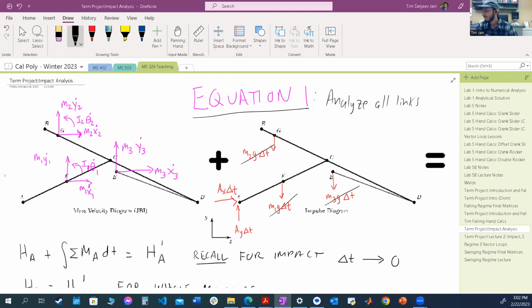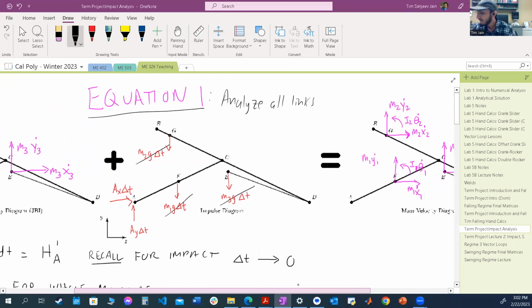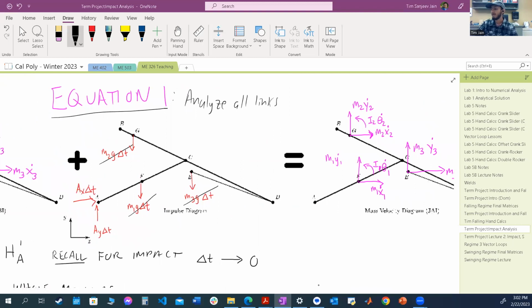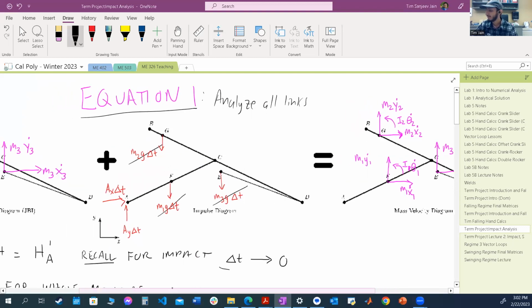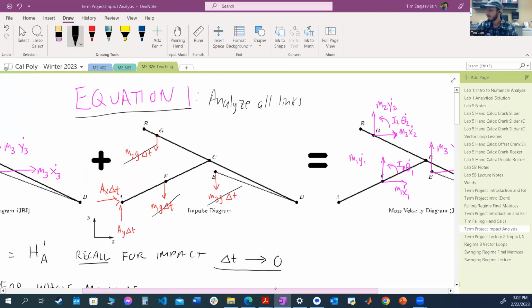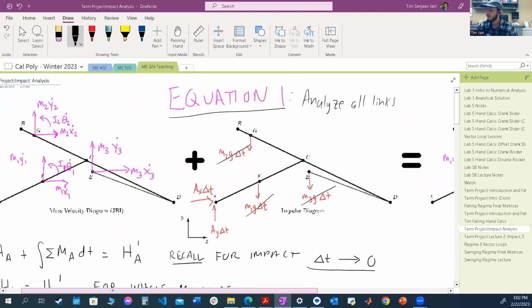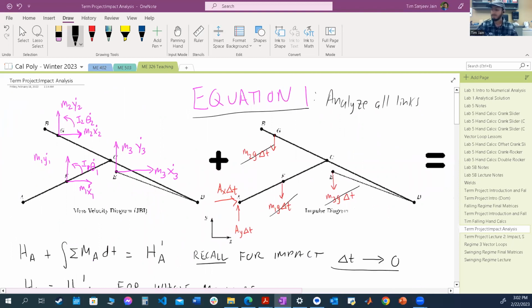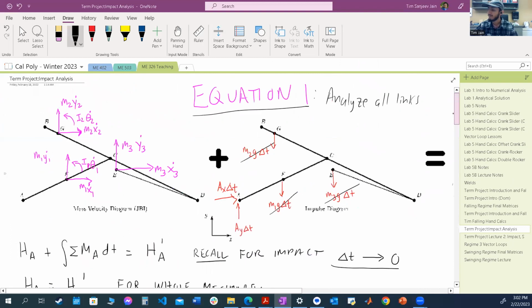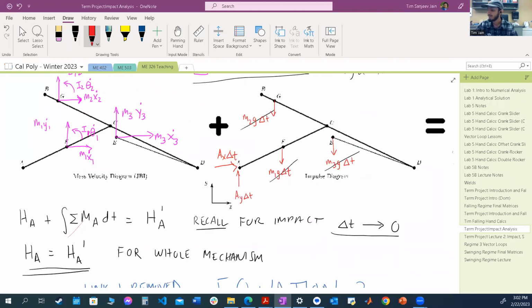And then you'll also see the resultant force of the ground force at A from impact, as well as the gravity forces, times delta T, which we assume for impact approaches zero, and the after condition. So we can come up with a relationship for angular momentum for this condition. That means we can find out that this approaches zero, right? Because dt approaches zero.